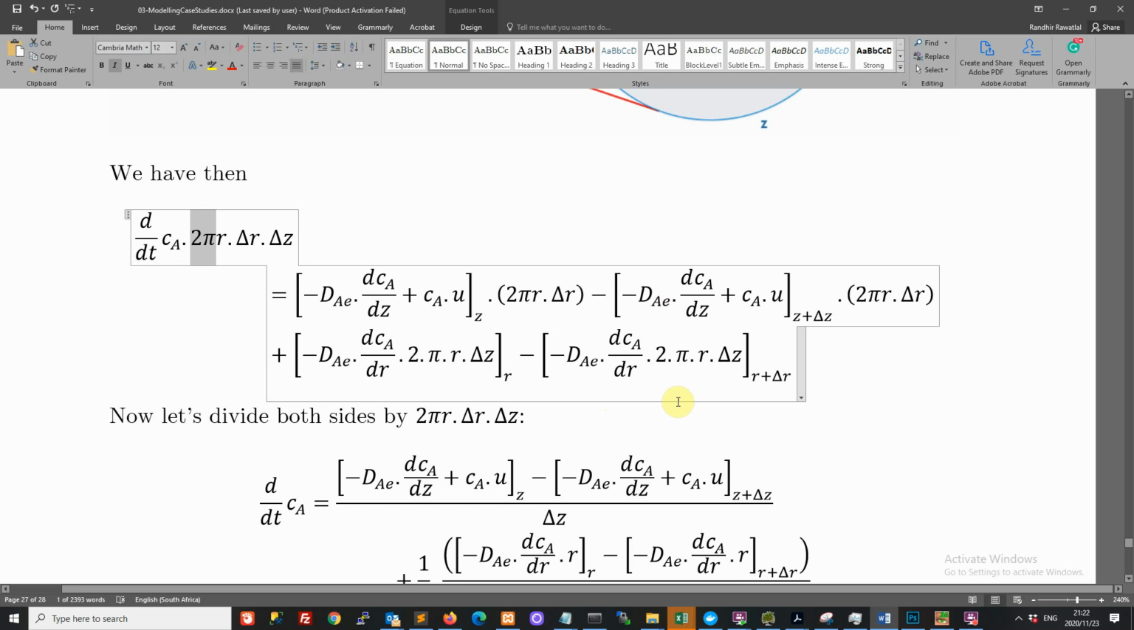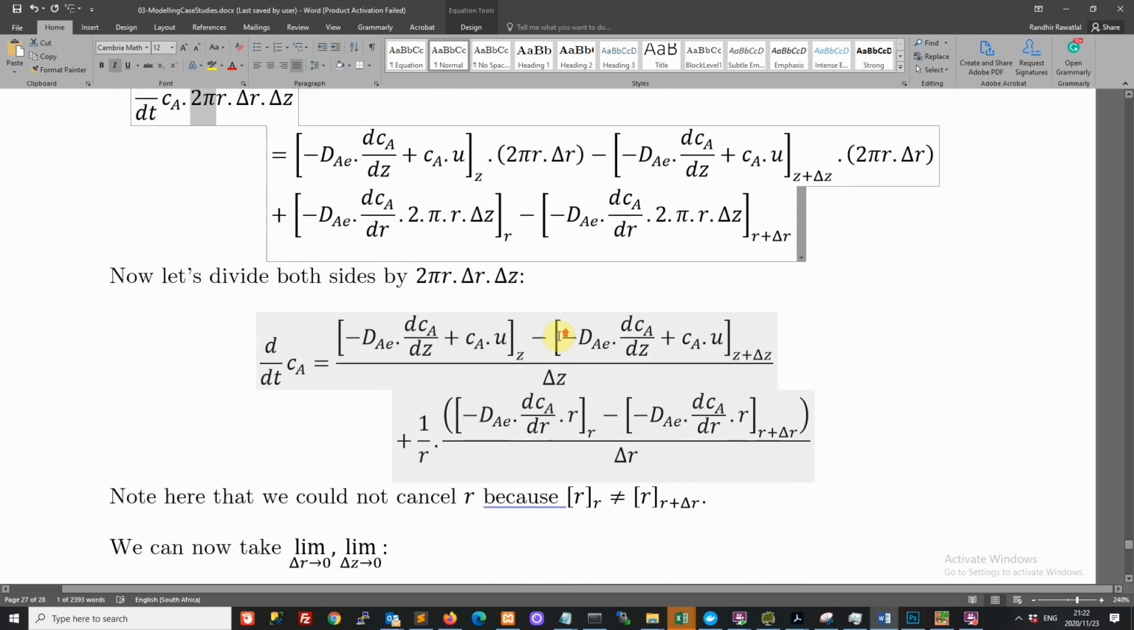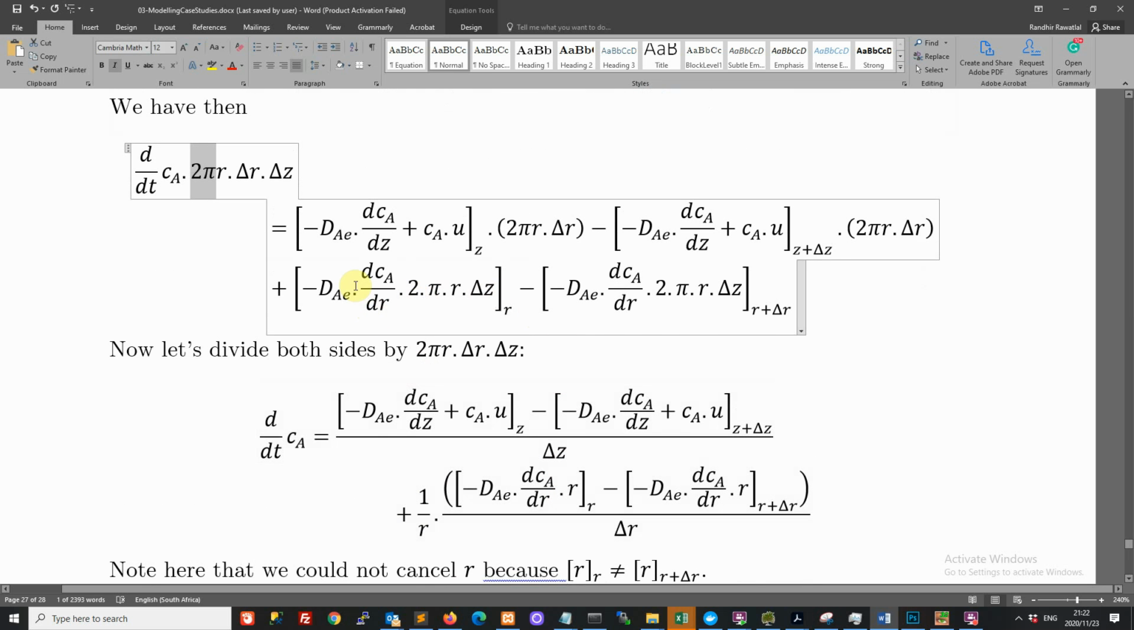And then we are left with an r in here, and we couldn't cancel the r, so we divided by 2 pi r delta z everywhere. So we have to retain the 1 over r here. And so our function now is going to be minus dAe dc dr, and then r. So minus dAe dc dr times r. So that's the function in this case.